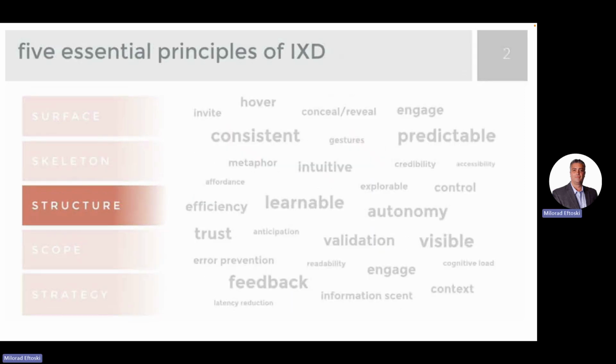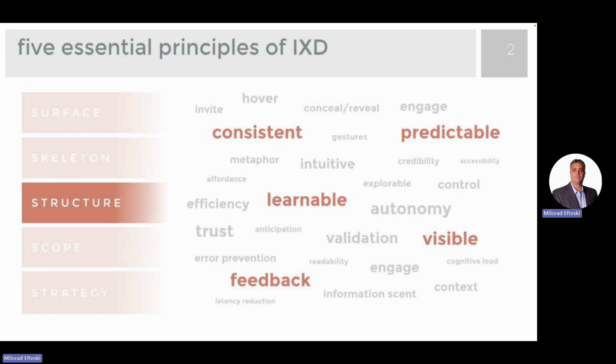And these are the 5 essential principles of interaction experience design. You have a lot of things actually, but those are the 5 that stand out: consistency, predictability, learnable, visible, and feedback. So you've got to address these 5 points. Very important for you to consider when you're building these products.